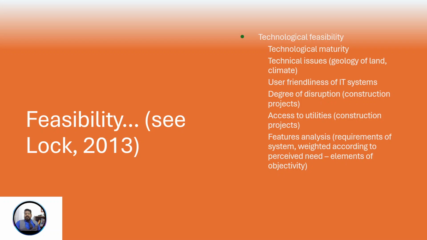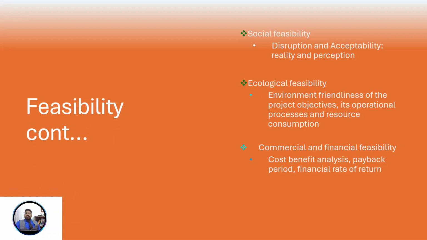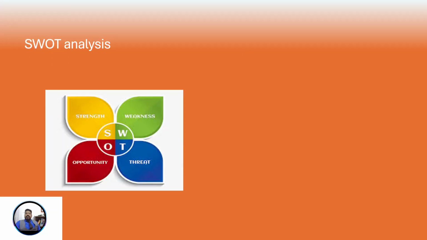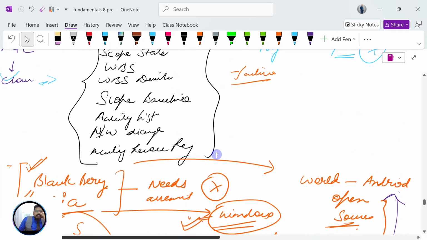Feasibility, if you see technological feasibility, technological maturity, technical issues, user friendliness of IT systems, degree of disruption, access to utilities, features analysis, and then you have social feasibility, ecological feasibility, commercial and financial feasibility. These things are extremely important when you are calculating feasibility for a project. I will explain this. I think I have discussed this over here.